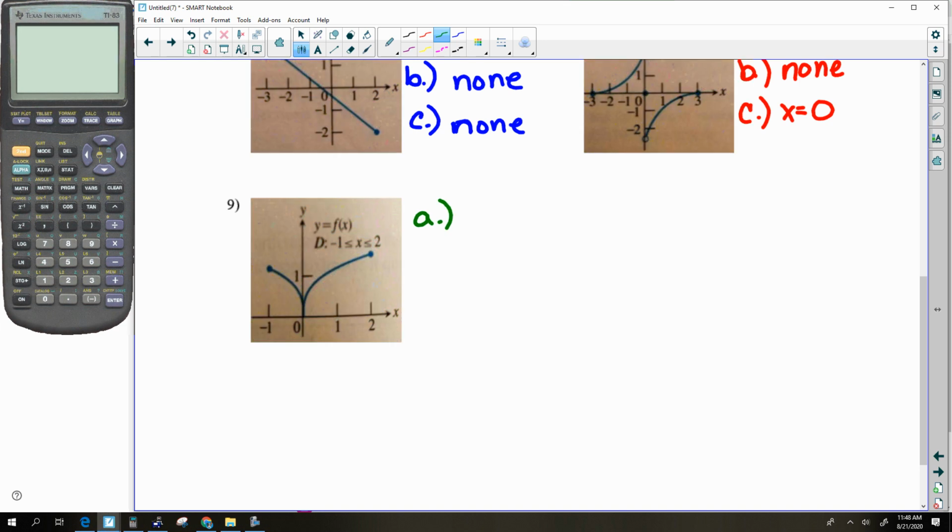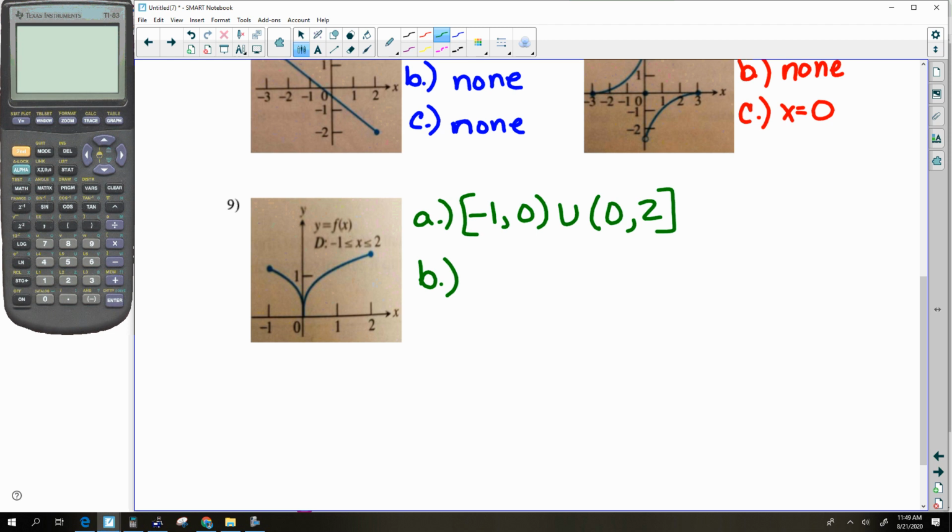Number 9, where is this differentiable? Everywhere except x is not equal to 0. So where is this differentiable? From -1 to 0, and 0 to 2. Notice how it does not include 0. Okay, it's a cusp.